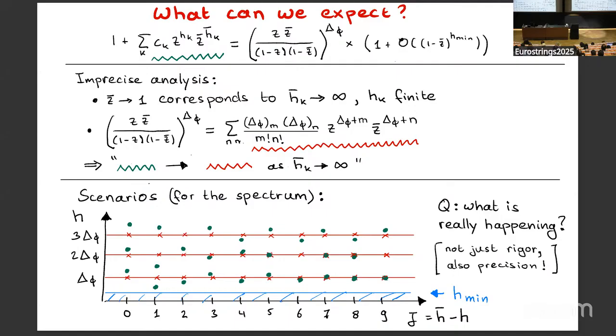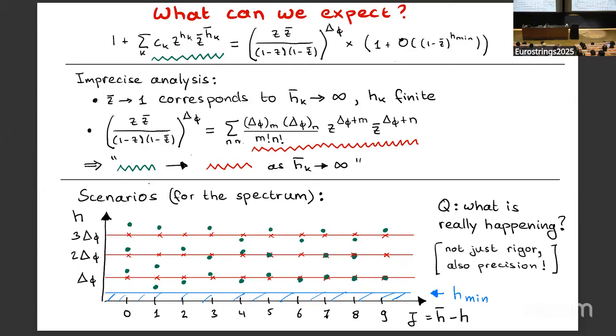So, let me put on my physicist hat for a minute and ask what we can expect. Let's not be very precise. Here's the equation from the previous slide, and let's do an imprecise analysis. I have the z bar to 1 behavior, so that corresponds to large h bar. This is important, because j is h bar minus h, so large h bar with h finite means large spin. So by construction of this limit, we're going to say something about the large spin limit of any CFT, because this is true in any CFT.